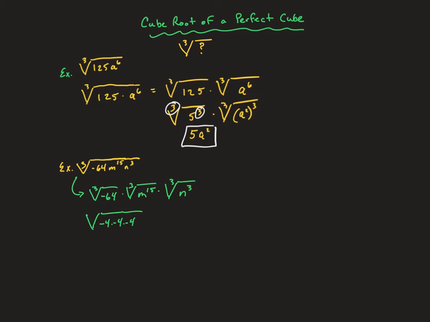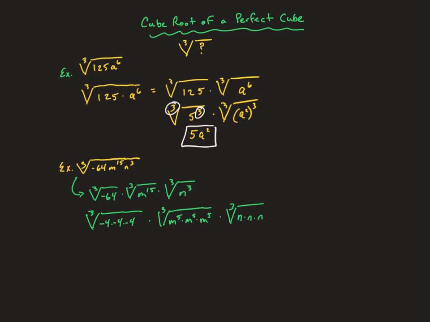Which is 4 to the third. The cubed root of m to the 15th is going to be m to the 5th times m to the 5th times m to the 5th. And I'm just rewriting these into triples, or that cube. And then the cubed root of n to the third would be the same thing as n times n times n. So there are those perfect identical factors.